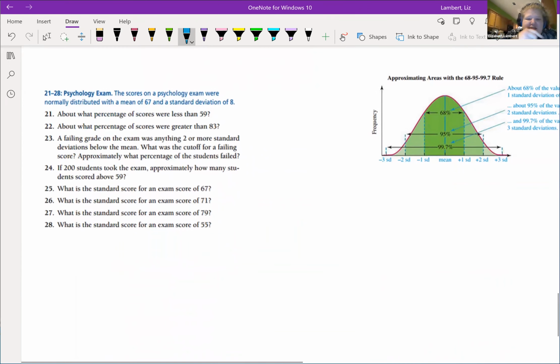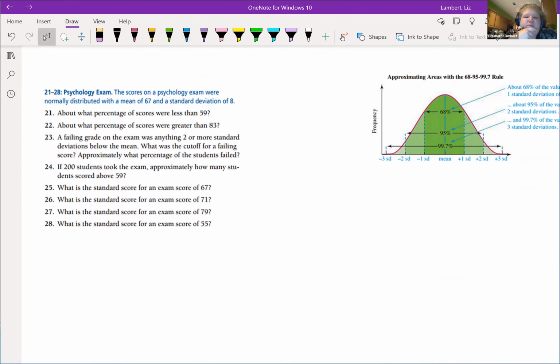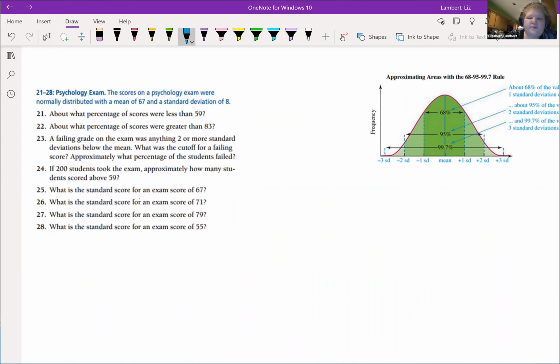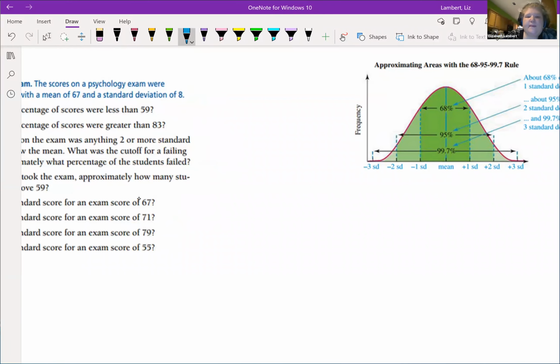So I yanked this from the book, and then in class I have a set of ALEKS problems we're going to do. But here, the scores on a psychology exam were normally distributed with a mean of 67 and a standard deviation of 8. So about what percentage of scores were less than 59? So let's get a feel for where our numbers lie. So our mean over here is going to be 67. And our standard deviation is 8.